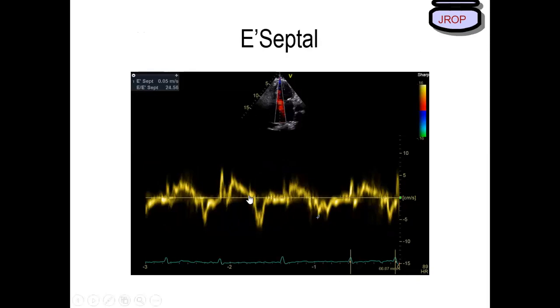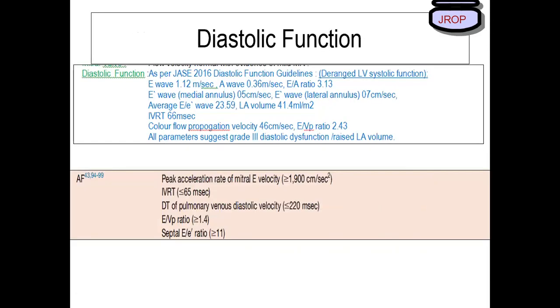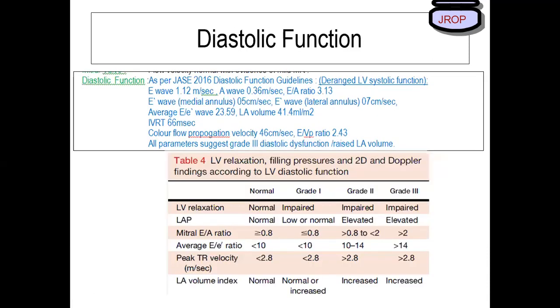So this is closure of aortic valve. This is opening of mitral valve. Anything less than 65 milliseconds is known as restrictive filling pattern. So if I put all these together, E/VP ratio was definitely 1.2 divided by 23, which gets to almost more than 1.4. Septal E to E prime ratio was 24. IVRT was almost 65. So even then this patient classifies into elevated LVEDP.